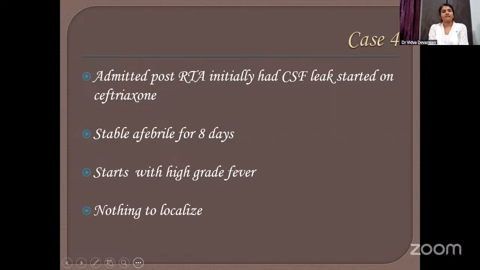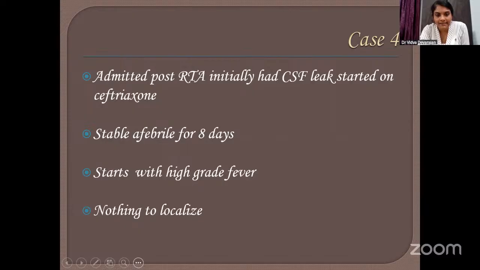I have a next patient admitted post RTA, who has a CSF leak. He gets started on ceftriaxone. Ideally, there is no role for prophylactic ceftriaxone. However, he gets started on it. Stable, afebrile for 8 days. Everybody forgets to look at the drug chart. So ceftriaxone is on for a while. He starts to get high-grade fever.